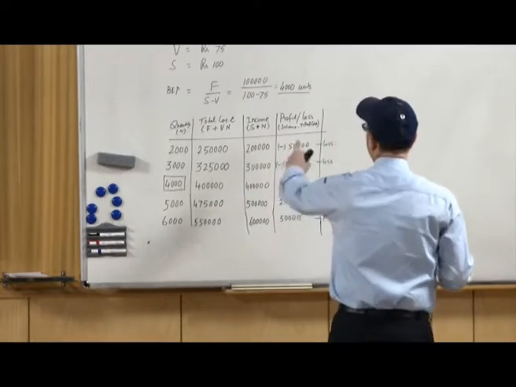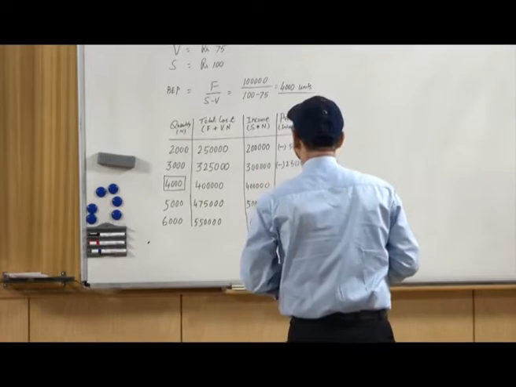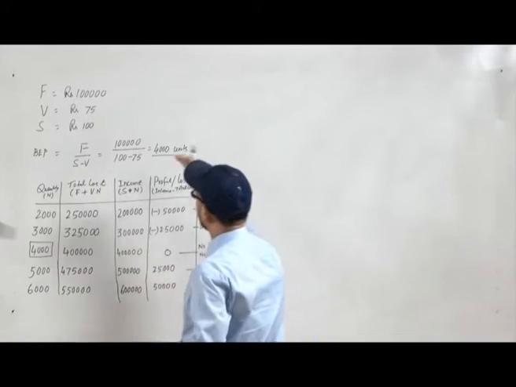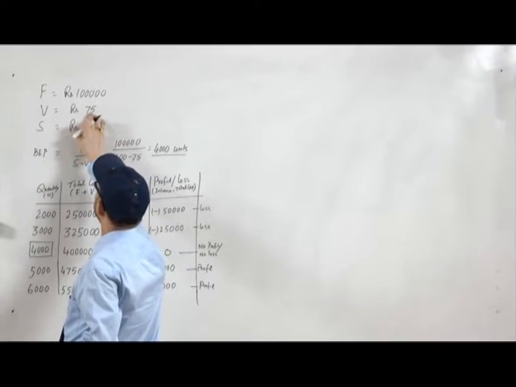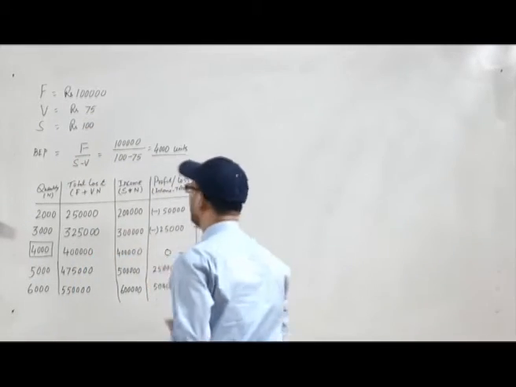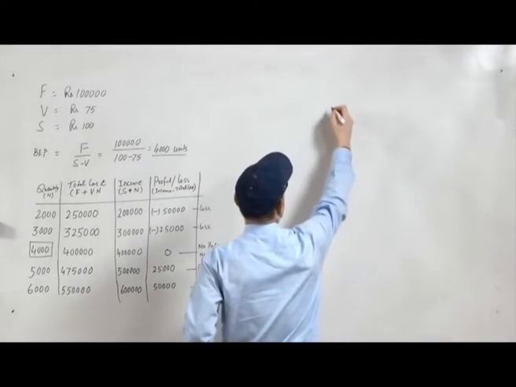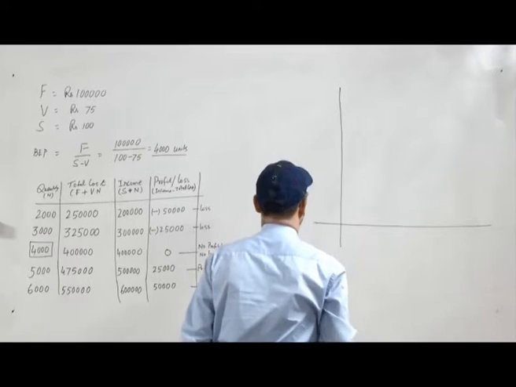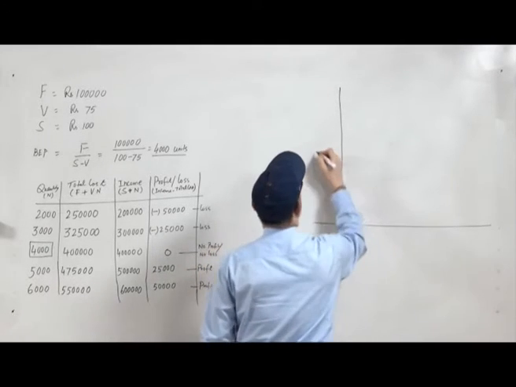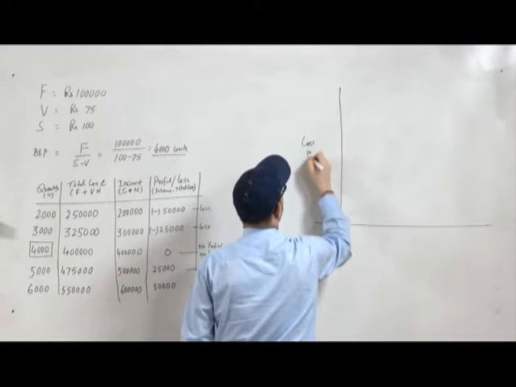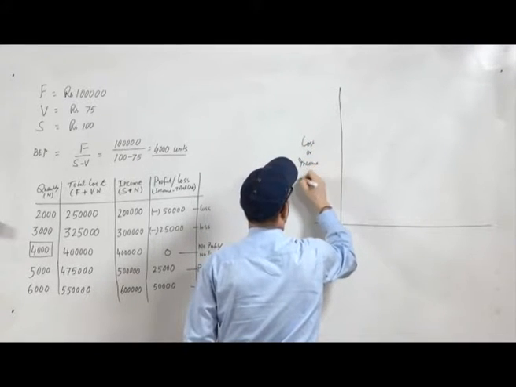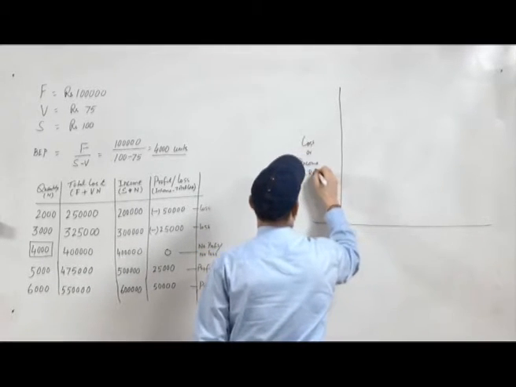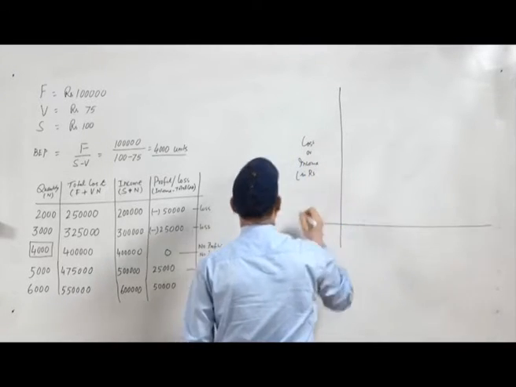Now, let us see, we have these data, we can have the variable cost based on the value per unit multiplied by the number of units produced. So, if we try to plot, this is cost or income in rupees, in lakhs of rupees.